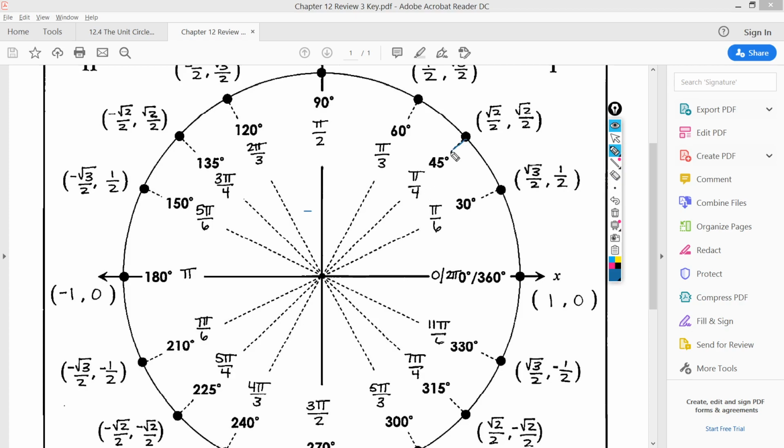The coordinates of this point are also, wow, that's so horrible. Let's make it a little thicker. Okay, it's still terrible. We're just gonna roll with it.